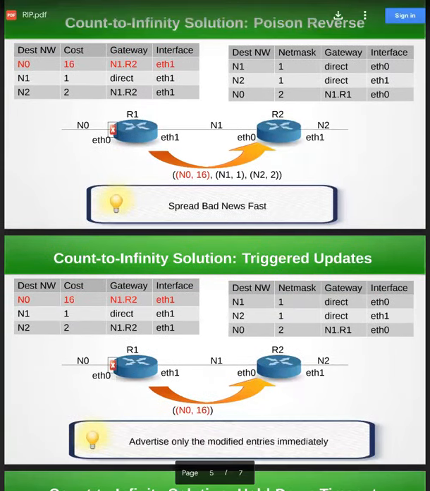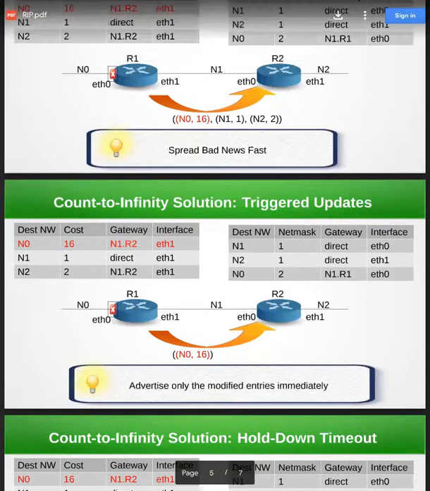Okay. The third solution is what is called triggered updates. Something changes in your routing table, do not wait for the next broadcast cycle. Advertise it immediately so that the changes get propagated very fast into all the routers. So when I notice that my interface has gone down, here I'm applying both my solutions: increasing the cost to 16 and also advertising it immediately to R2.